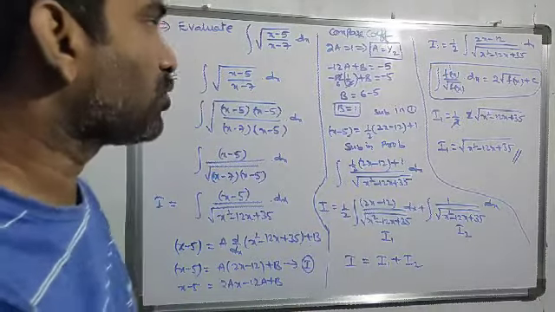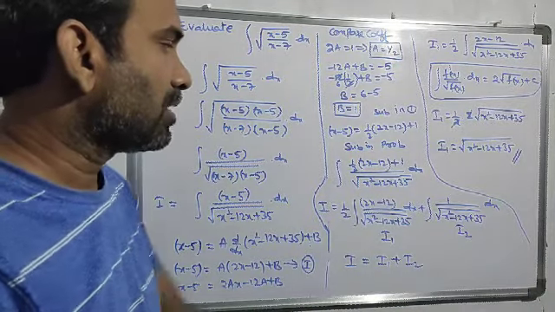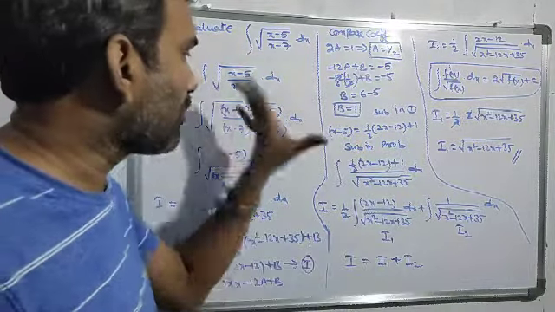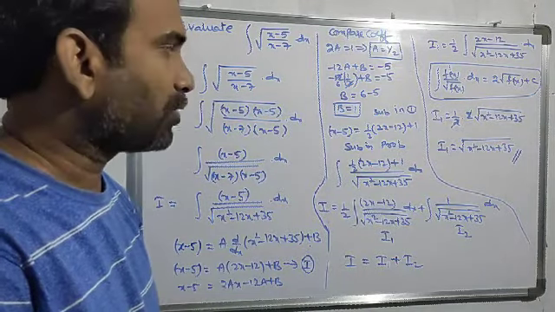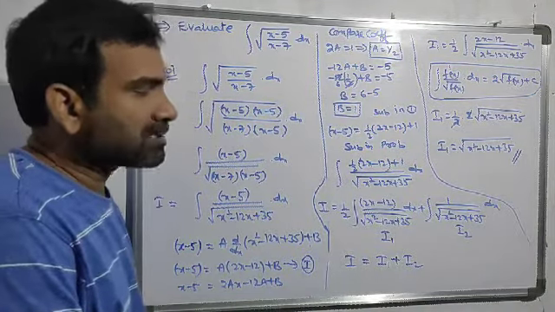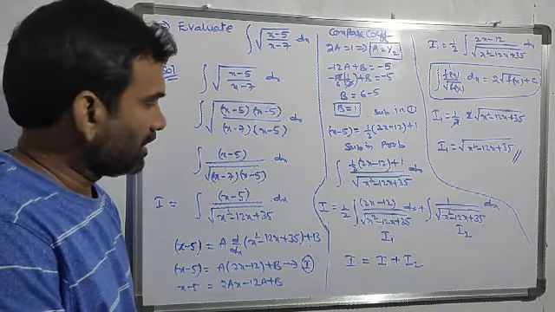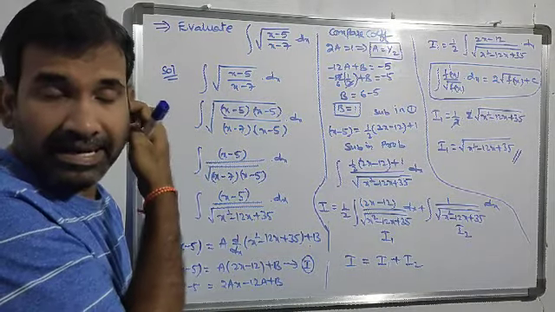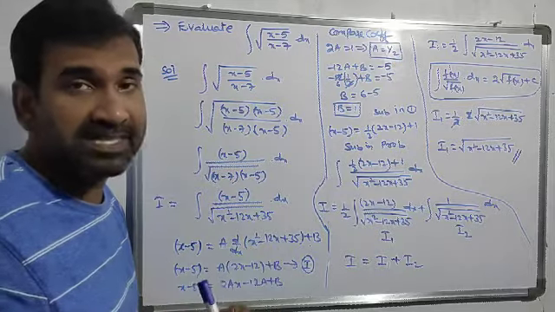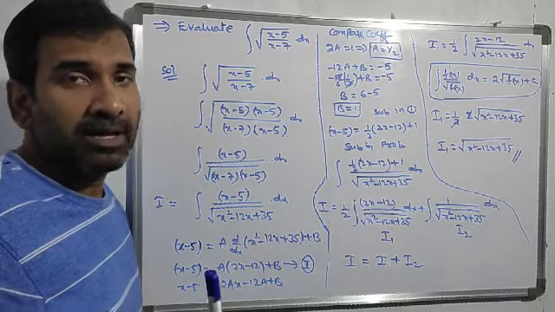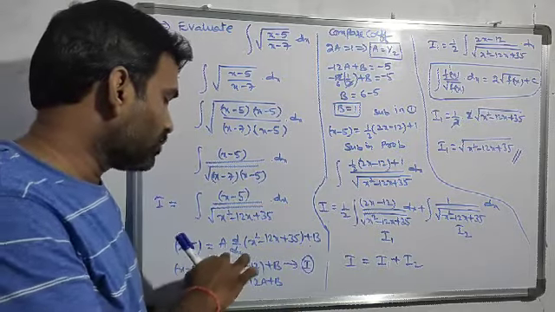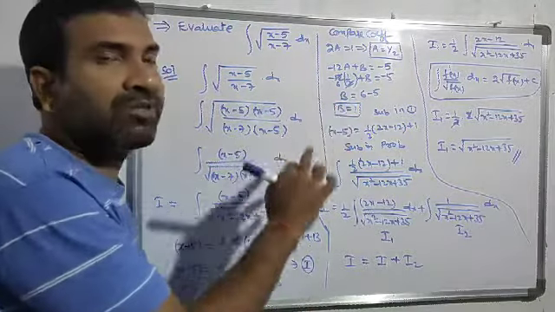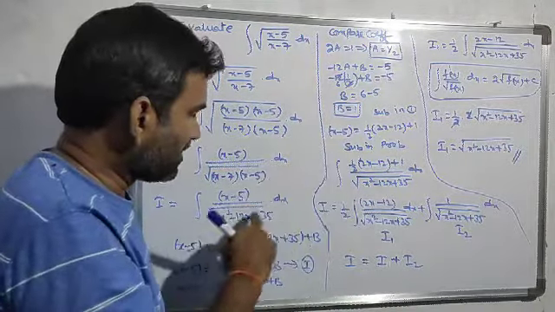Next I have to find the I2 value. The only remaining value is I2, and now I have to solve it. I think up to this point you have no doubts. I am converting the given problem into the integration of px plus q by square root of ax square plus bx plus c into dx model. Here, what is the working rule? px plus q equals A into d by dx of the second order polynomial plus capital B. From this I have to solve for the A and B values and substitute them in the given problem.